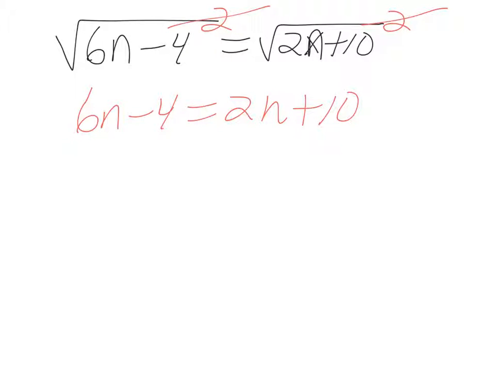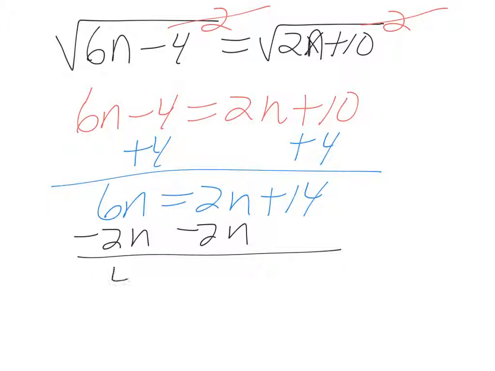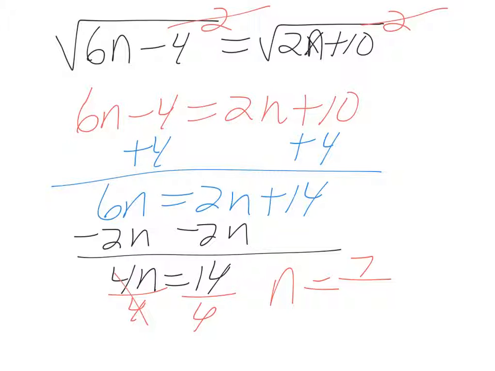And then I just solve for n, get everything on one side, my variables on one side, my numbers without variables on the other side. So I'm going to add 4. So 6n equals 2n plus 14. And then I will subtract 2n minus 2n. So that's 4n equals 14. And divide by 4. So n equals, and 14/4 simplifies down to 7 over 2. And leave it as a fraction, don't put it in a decimal.